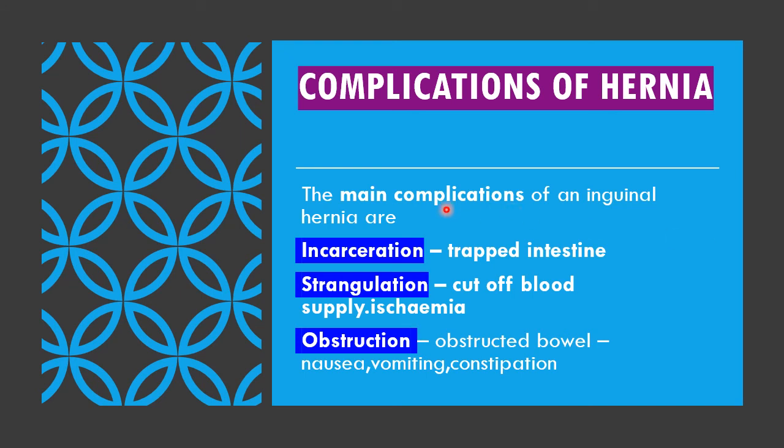Complications of hernia, which I've already mentioned: incarceration or irreducibility, where the contents get trapped in the inguinal canal or the scrotum. Strangulation, where there's cut-off of the blood supply due to pressure, at the neck of the inguinal hernia. This is especially so for indirect inguinal hernia, where the strangulation occurs at the deep ring. The other complication is bowel obstruction. The patient presents with abdominal distension, vomiting, nausea, and constipation.